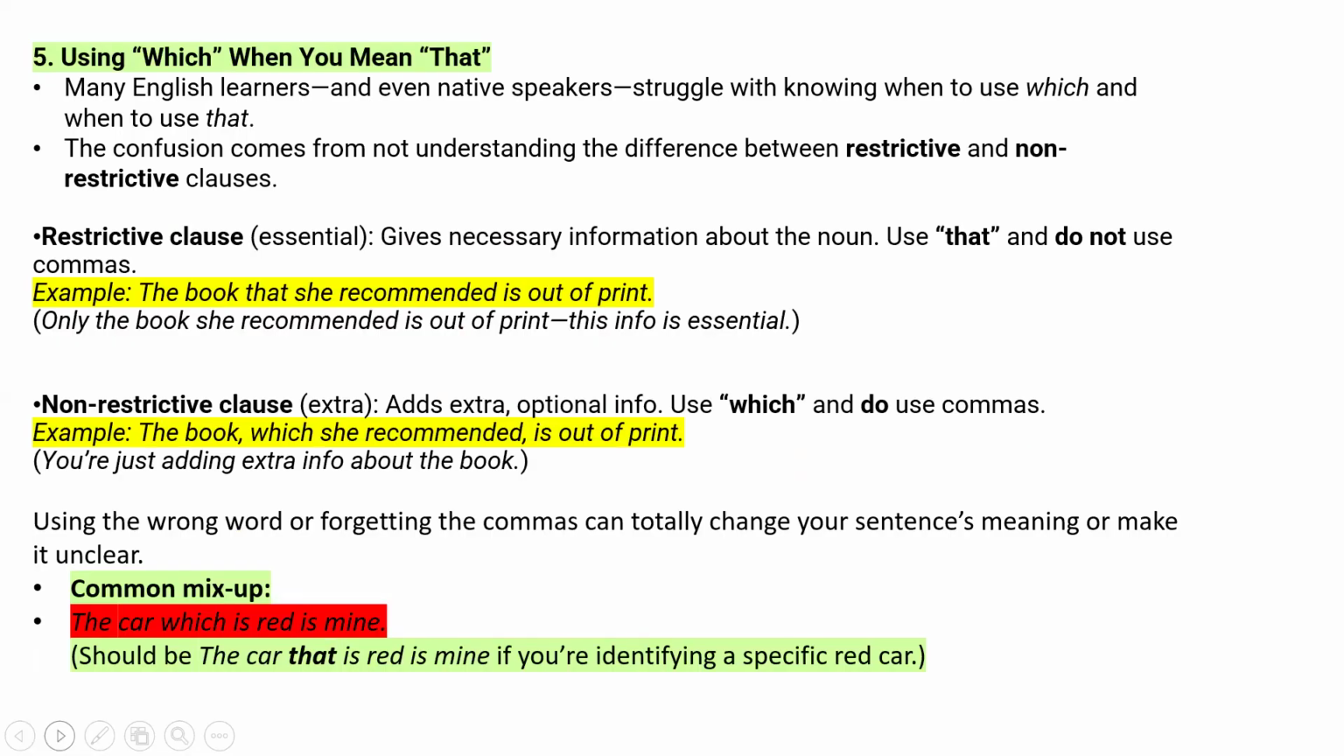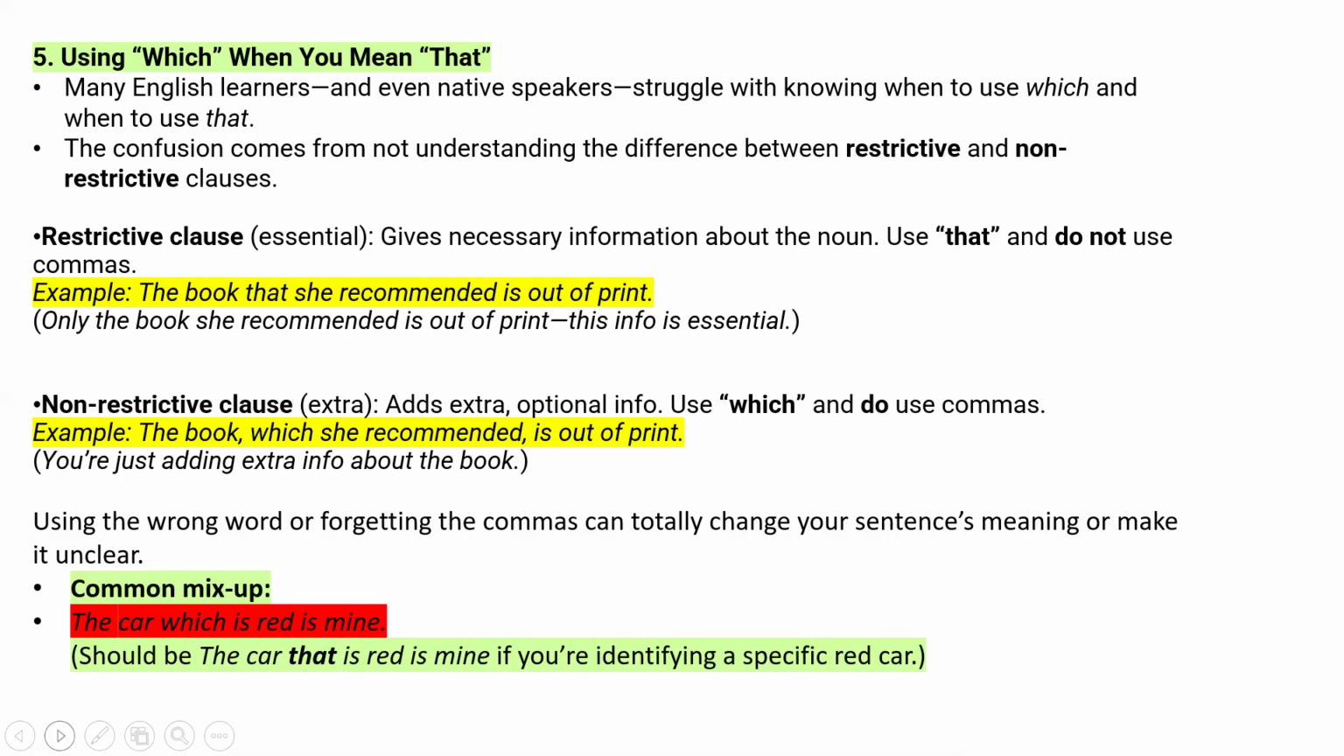Next, use of which when you mean that. Learners often get confused, so we use restrictive and non-restrictive clauses. Restrictive clauses give necessary information about the noun; use that and do not use commas. For example: the book that she recommended is out of print. So only the book she recommended is out of print. This information is essential.